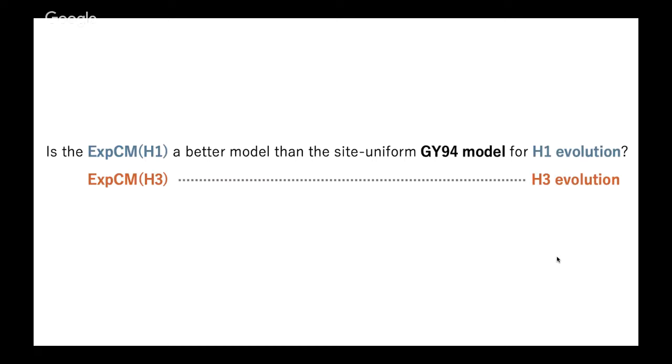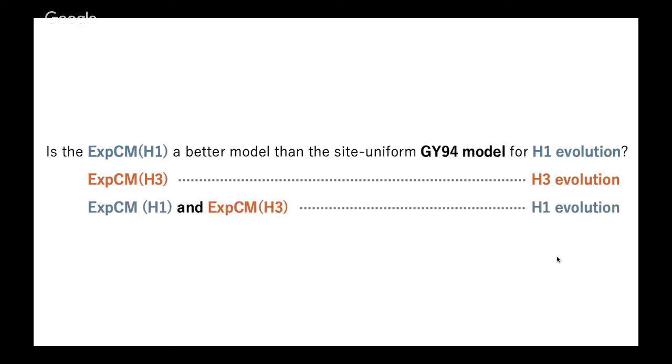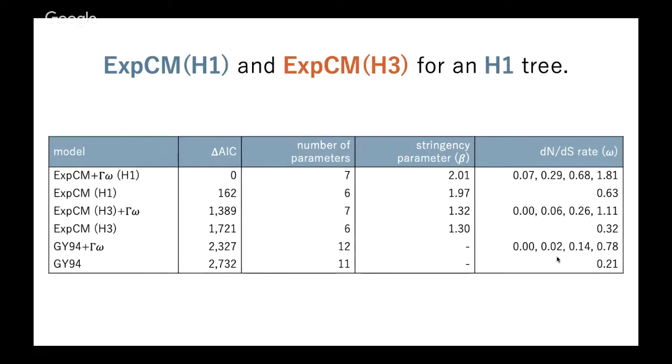So we can add another question. Are both the ExpCMs better than the site uniform model for H1 evolution, or is it just the ExpCM informed by the H1 preferences? Here's the same H1 tree, but with two new models. Here are the ExpCMs with the H3 preferences. You can see there's a little bit of a splitting of the difference.